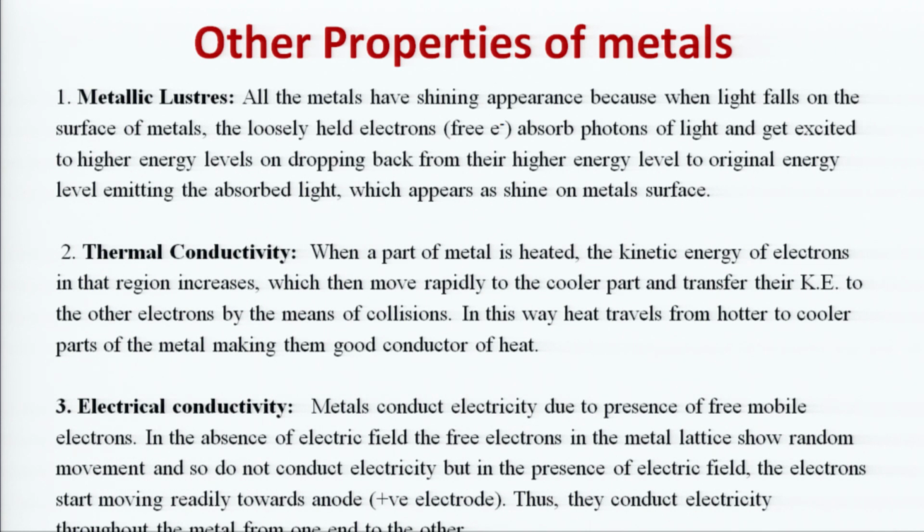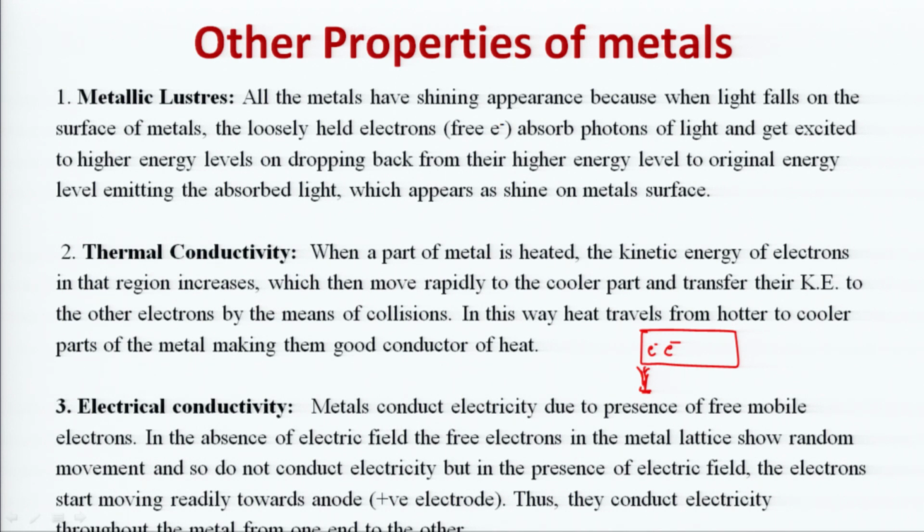Okay. Then thermal conductivity. When a part of metal is heated, the kinetic energy of the electrons in that region increases. Now, you can imagine it like this. This is a metal slab and it is being heated from this end. So, these electrons get energy, then they collide with the other electrons and pass on the energy via collision, and the other part also gets heated up.